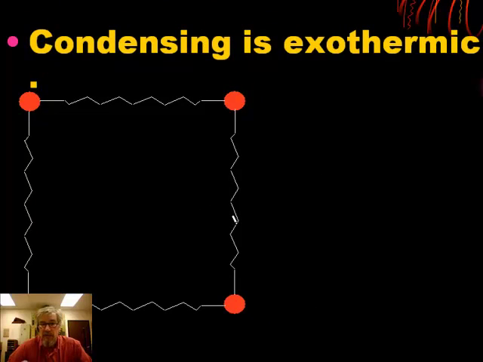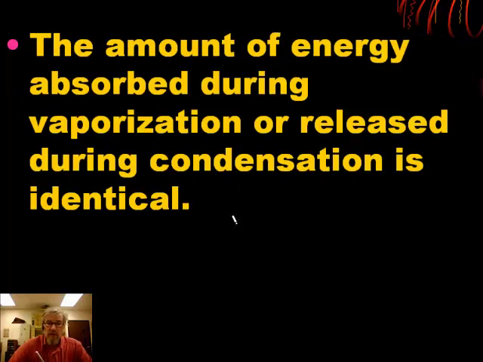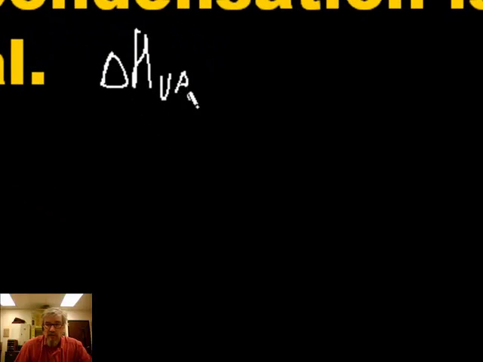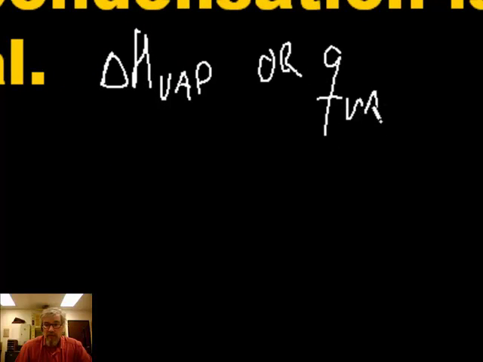Condensing, just the opposite process, of course, is exothermic, because you're taking particles that are far apart, that are attracted to each other, and you're allowing them to move closer together as they become a liquid. Just like for fusion, the amount of energy that's absorbed during vaporization or released during condensation is the same amount of energy. It also has a name. We call this delta H of vaporization, or delta H vap, or Q vap.